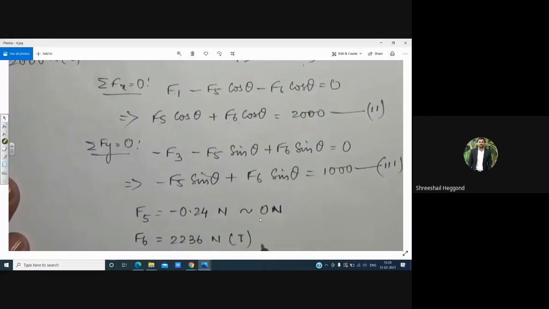As F5 is negative 0.24 compared to your other forces, that is F1, F2, F3, F4, which are all in the range of 2236 and 1000, the F5 value is negligible as compared to the other values, and it is considered to be a zero force member. And F6 is a positive value, that is 2236 Newton. The positive value indicates a tension member.